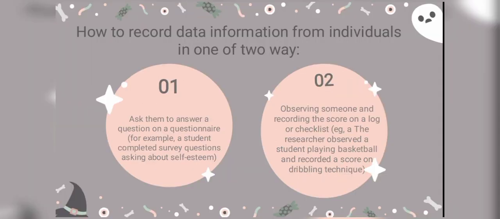And then, how to record data information from individuals in one of two ways. The first one is to ask them to answer questions on a questionnaire. Example, a student completes survey questions asking about self-esteem. And then observing someone and recording the score on a log or checklist. For example, the researchers observed students playing basketball and recorded scores on dribbling technique.